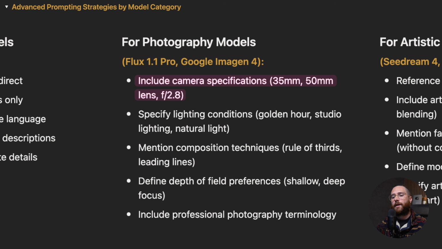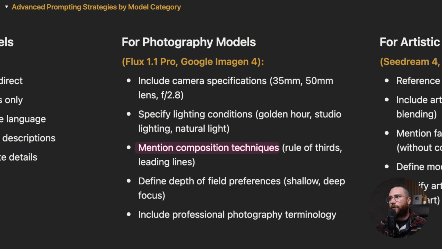But if you can include those camera specifications, it's going to give you something much more close to what you want. Then make sure you specify those lightings. Like I said, golden hour, studio lighting, natural light, first dawn, late evening, sunset. It can figure out enough from those contextual clues of what light looks like in your prompt. Then you can mention your composition technique. So use the rule of thirds, leading lines, horizontal, equator line, whatever, symmetry. You can be a little bit more descriptive with your composition. Then you can define your depth of field.